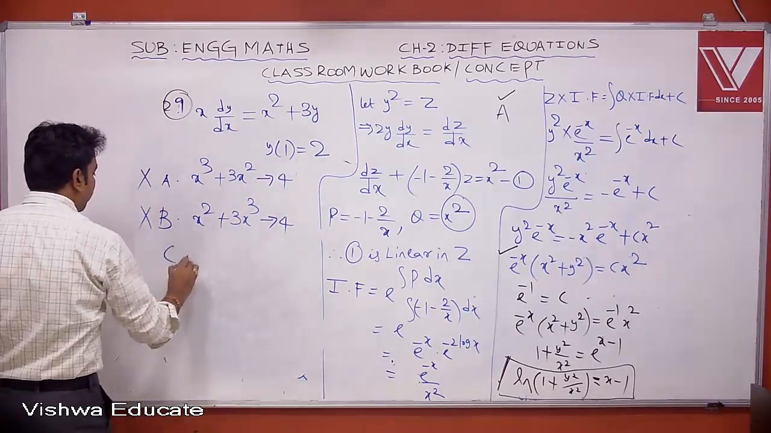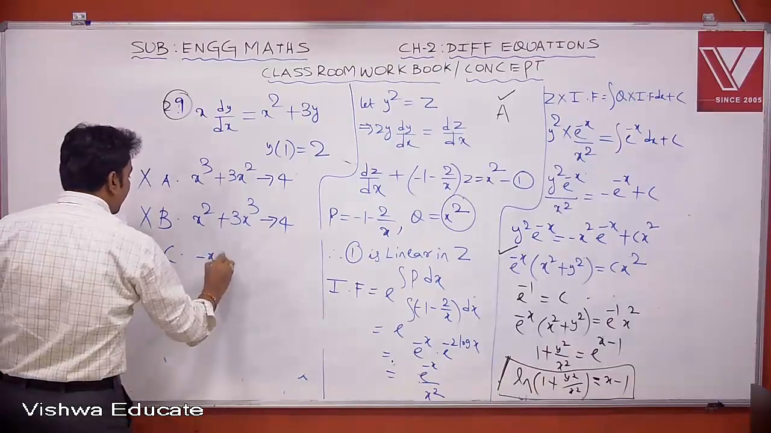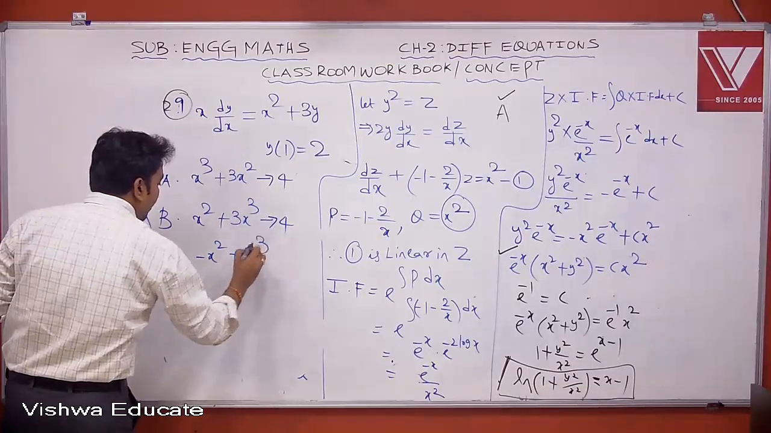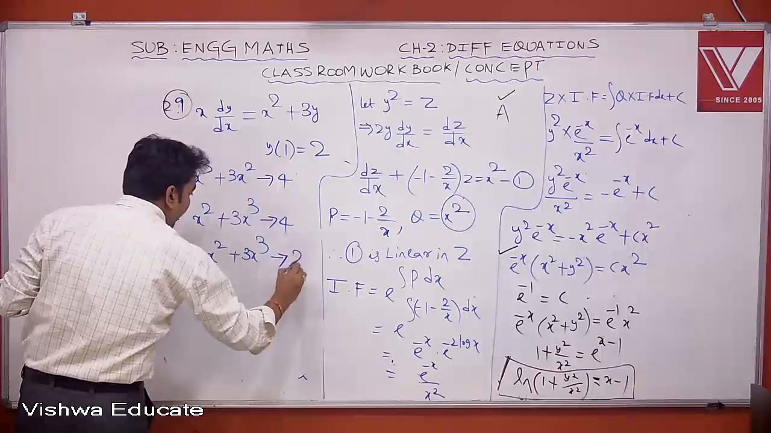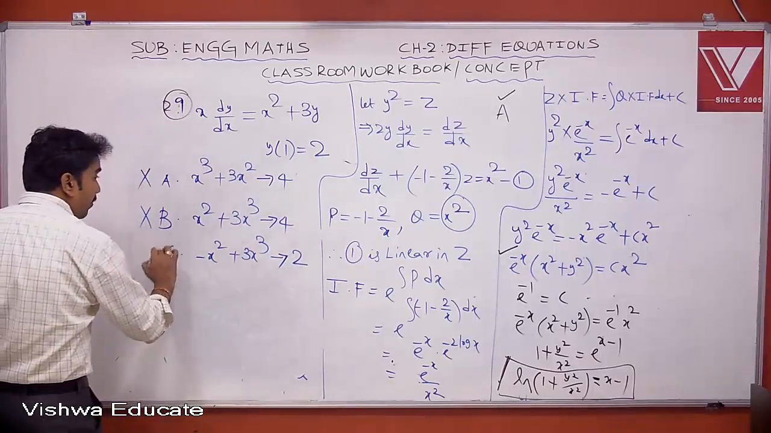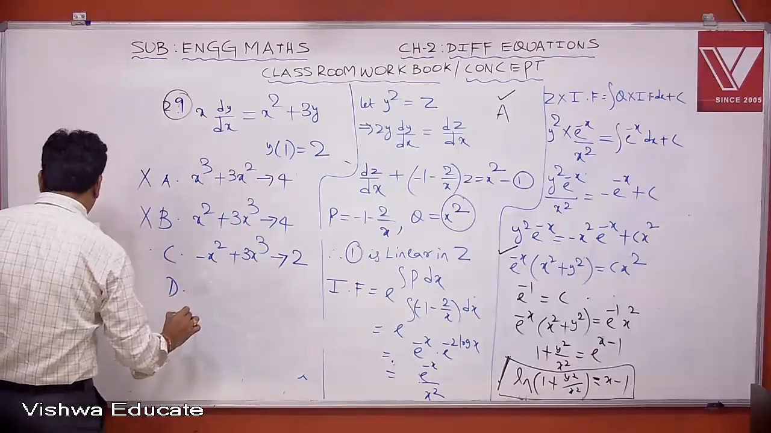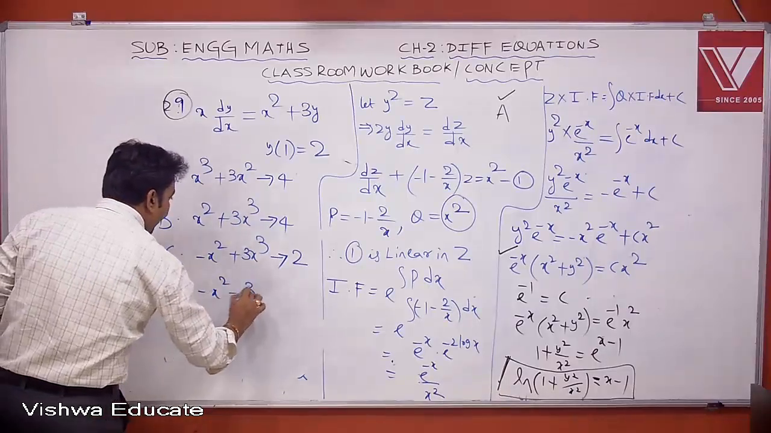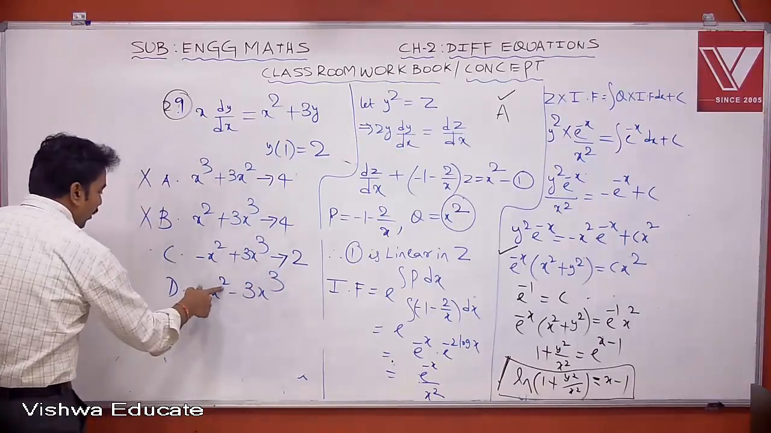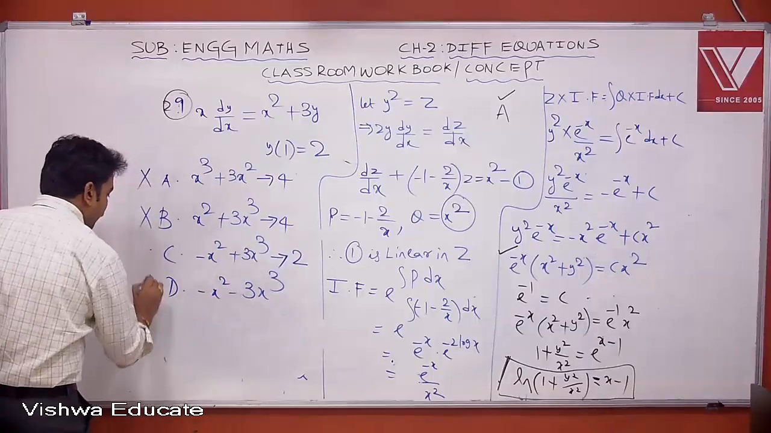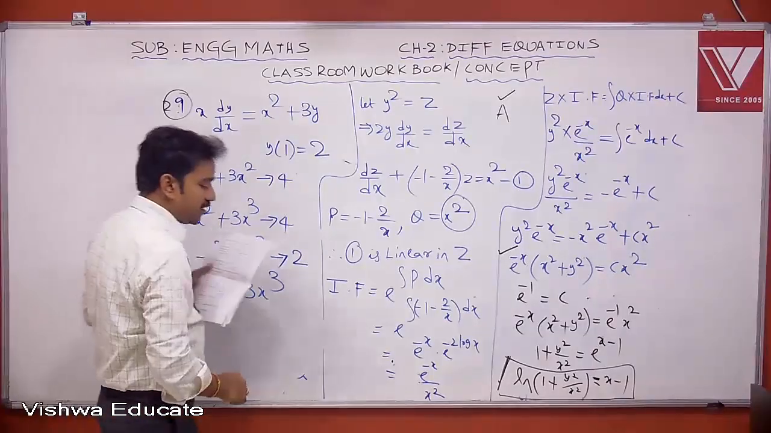Eliminate option B. Now come to option C. It is a minus x square plus 3x cube. When you replace x by 1, we are getting 2. It may be the correct answer, may not be, hold it. Don't confirm, don't eliminate. Come to option D. It is a minus x square minus 3x cube. When you replace x by 1, we are getting minus 4. It does not satisfy the given boundary condition.